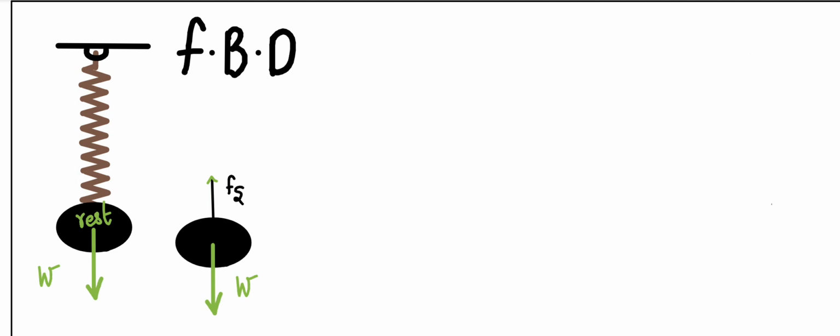As I have already stated, I can consider this as a particle, because the shape of this suspended object doesn't affect the calculation which we are going to do. So I can state this as a particle where weight W acts downwards and the spring force acts upward.